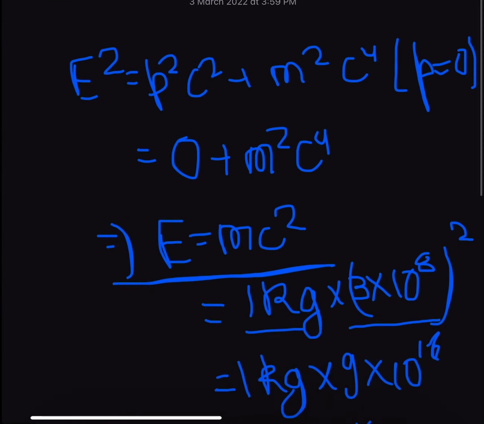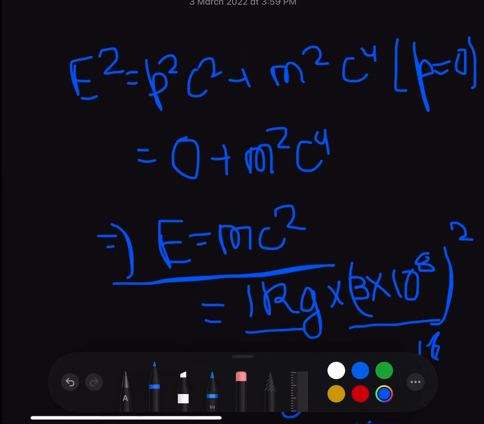According to the formula we know, E squared is equal to P squared C squared plus M squared C to the power 4. Let's assume that both the objects are at rest, so momentum is equal to 0. So E squared is equal to M squared C to the power 4, so E is equal to mc squared as the squares get cancelled.